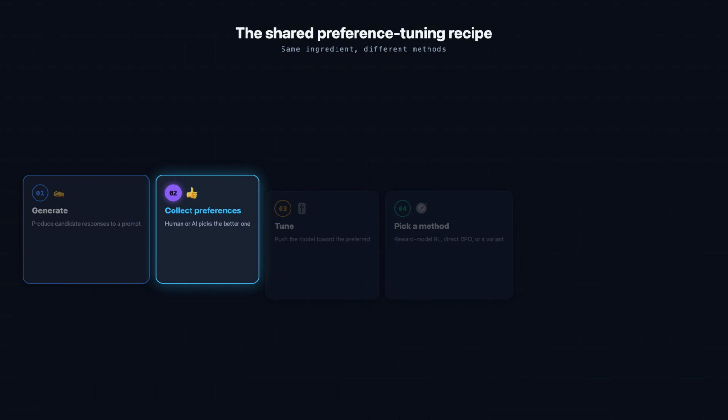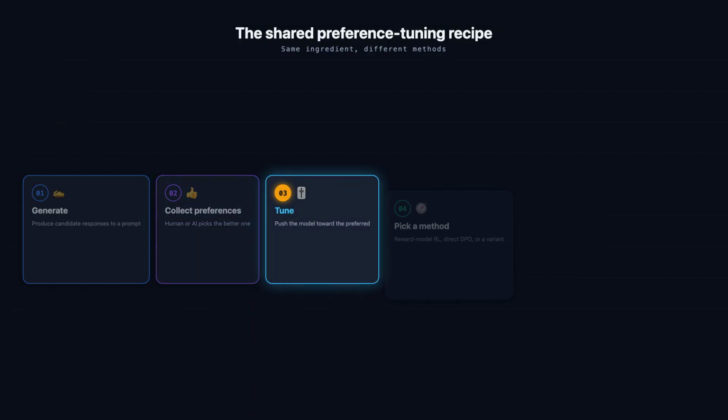A human labeler, or increasingly an AI judge, looks at the pair and picks the better response. Do this across many thousands of prompts and you have a dataset of comparisons, the fuel every method in this family runs on. Tune the model toward the winners. Nudge it to make preferred responses more likely and rejected ones less likely, gradually steering its behavior toward exactly what people actually favored over everything else they saw.